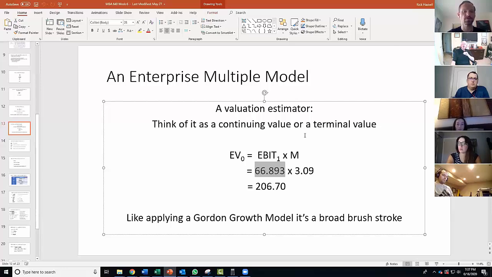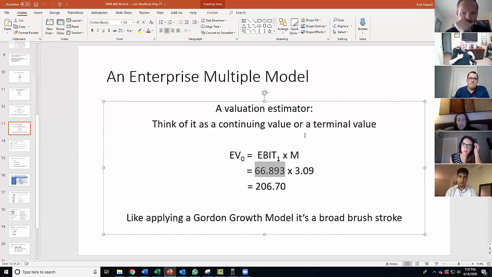Year zero. We always think about the construction of the Gordon growth model, which started as P0 equals D1 divided by R minus G. So it's always some cash flow that happens next, interacts with some other variables to give us the present value now. Well, the enterprise value at time zero, the estimated value now, is a function of the next period's EBIT, which is one of our cash flow forms, interacted with this multiple. It is a continuing value.